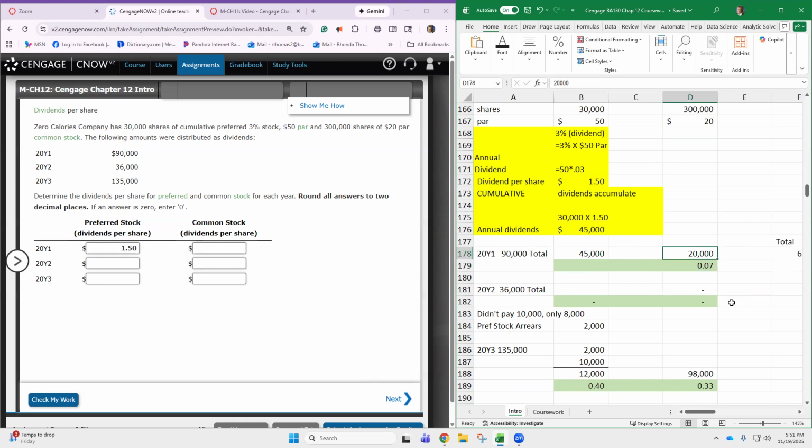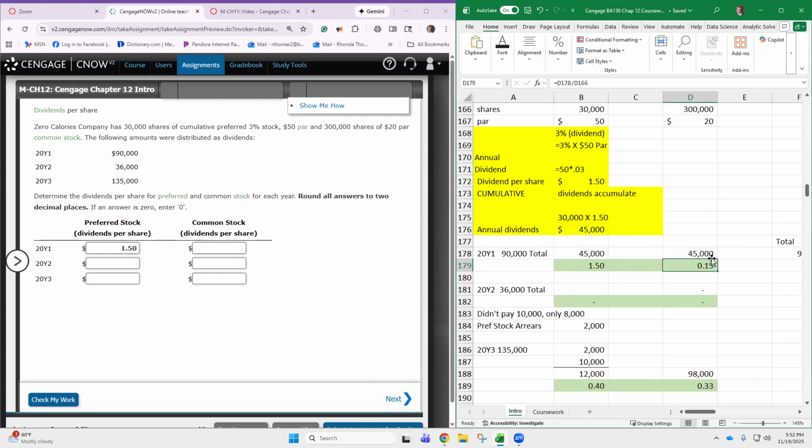common. Okay, so now common has 300,000 and their par is 20. Okay, so let me take this out. So when the $45,000 goes out to the preferred shares, then $1.50 is going out to each of the 30,000 shareholders. Okay, so there's the $1.50. But they now have $45,000 left over to go out to the common.